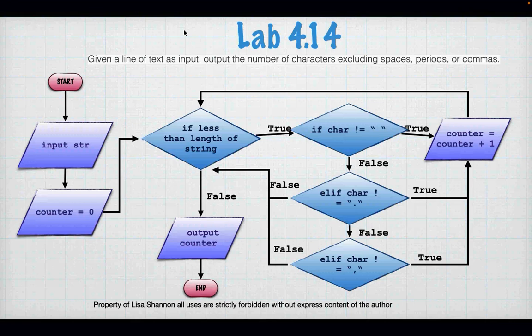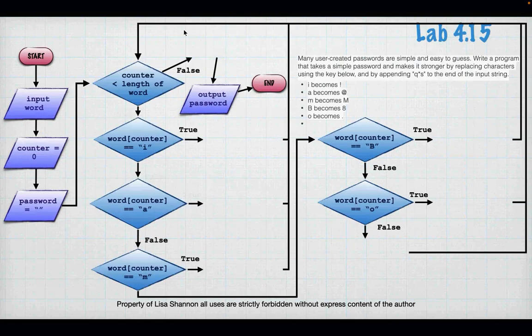If it is any of those, I'm going to go back up to my conditional, in this case probably a for, and do it again. For every single character in that string, I'm going to go through this loop. And when I'm all done, I'm going to output the counter. That means the output of the counter has to be in the global scope, not in the local scope of the loop.